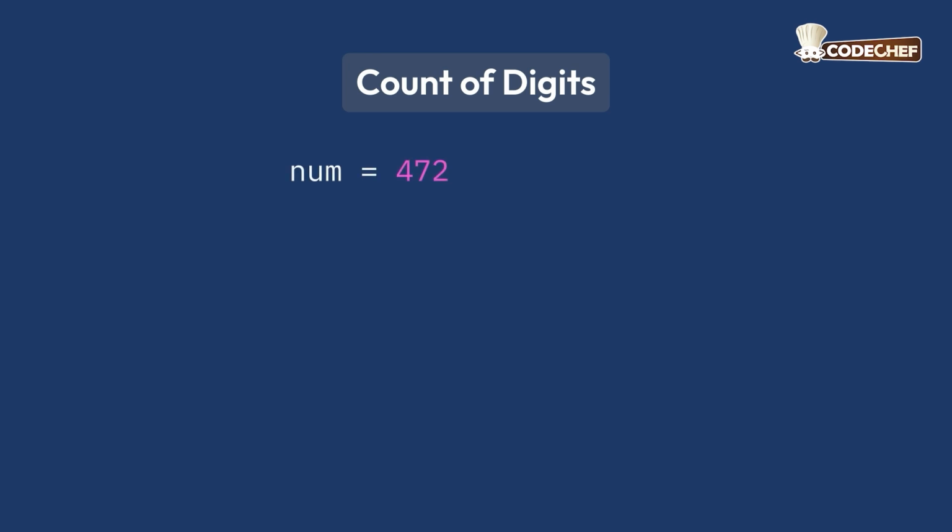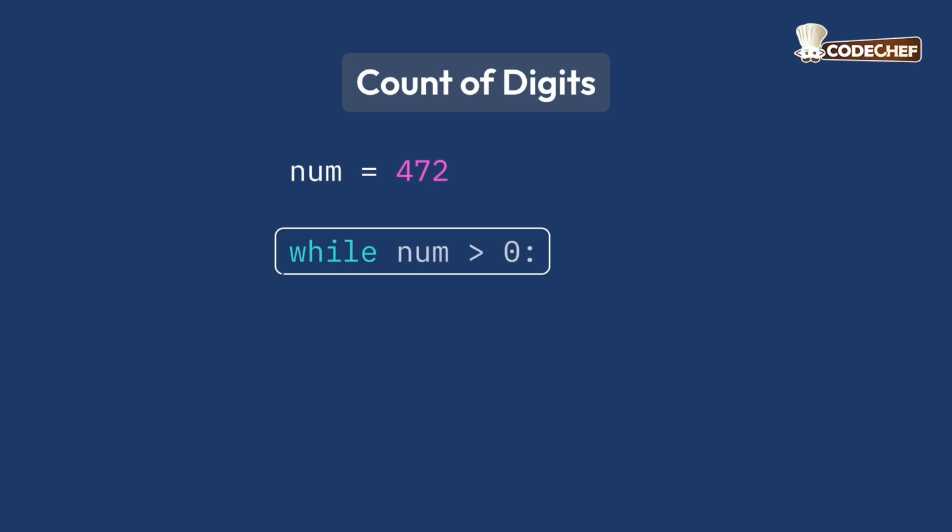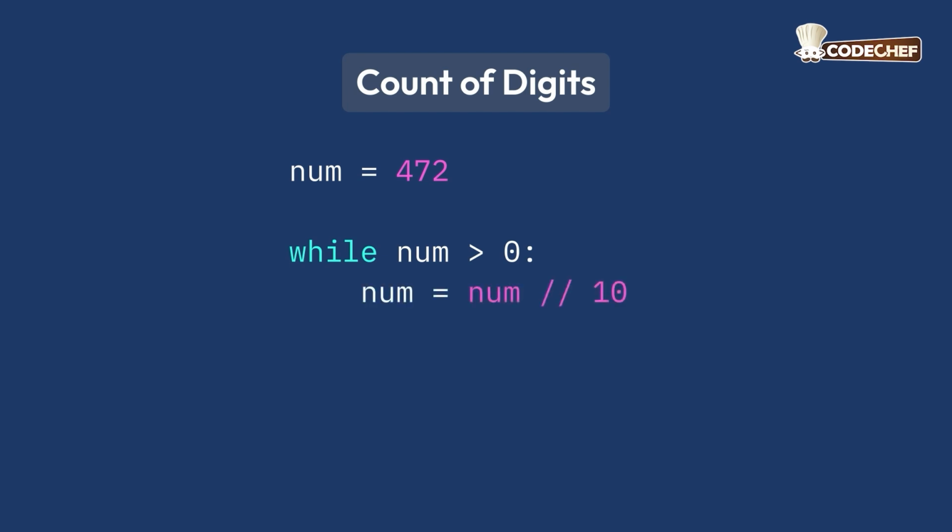Now, we know we have to keep dividing a number until it becomes 0. So we can use a while loop to check for this condition. Say num is 472 and while num is greater than 0, we keep dividing. So inside the loop, we do two things. One, of course, we divide the number by 10. So num will be equal to num divided by 10.